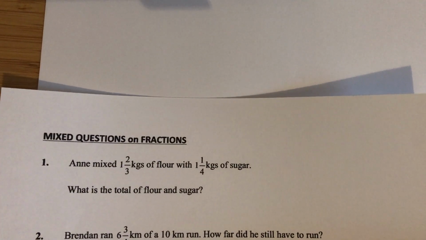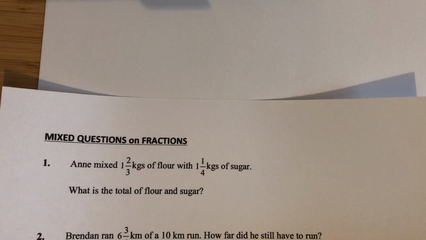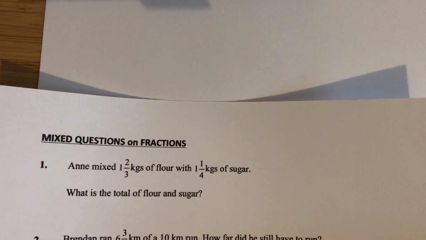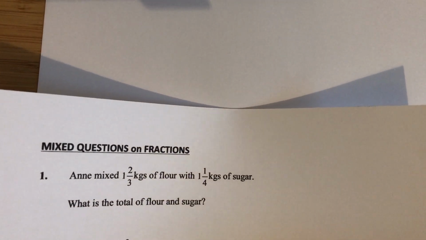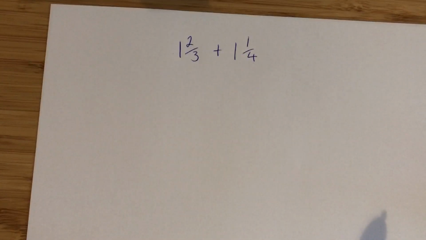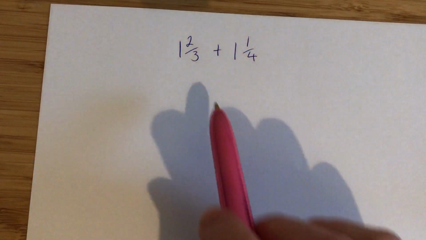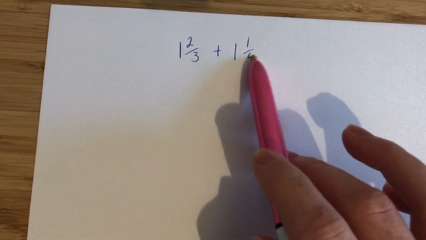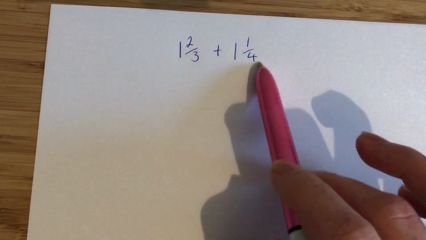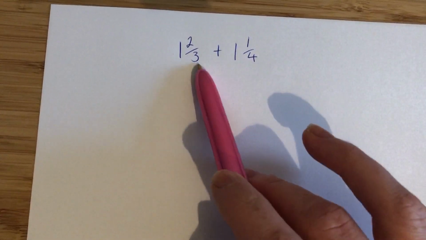So to start with, we've got Anne mixed 1 2/3 kilograms of flour with 1 1/4 kilograms of sugar. What's the total of flour and sugar? So we're adding the two fractions together. So we have 1 2/3 plus 1 1/4. When you're adding fractions together, you can't add thirds to quarters. You have to make sure you have a common denominator so that we can actually add them together.